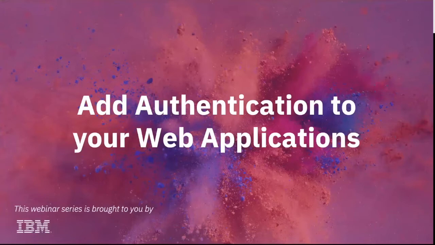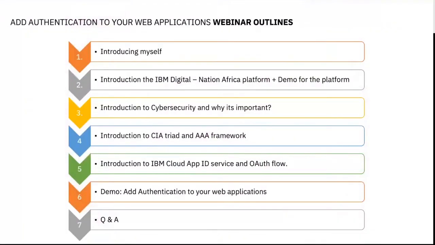I'm just going to show you the outline for my presentation today. I'll be introducing first myself, and then I'll introduce you to the IBM Digital Nation Africa, if anyone did not yet sign up or check it out. And then I'll show you a brief demo for the platform. I'll introduce you to what is cybersecurity and why it's important. And I'll introduce you to two very important frameworks in cybersecurity, which are the CIA and the AAA framework. I'll introduce you to the IBM Cloud App ID service and the OAuth flow. And I'll show you a very quick demo that will teach you how to add authentication to your web applications. And we will end this session with a Q&A session, okay?